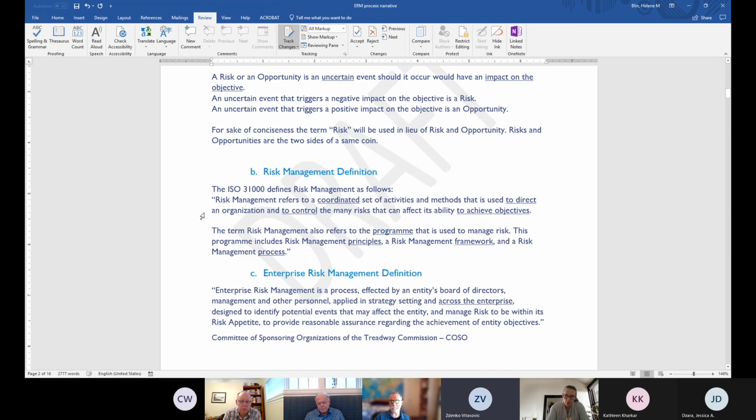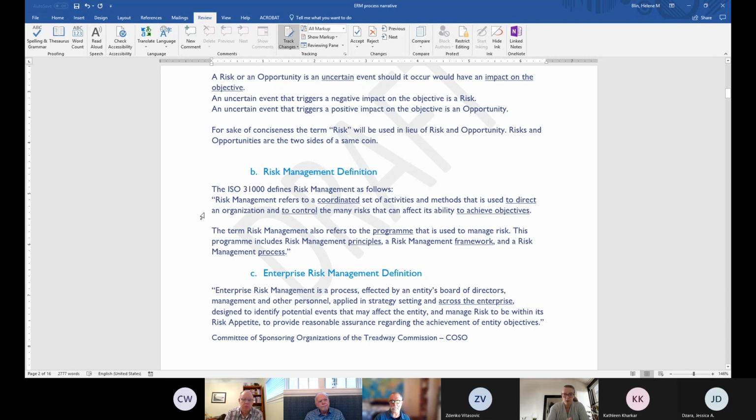Enterprise risk management is a process effected by an entity's board of directors, management, and other personnel, applied in strategy setting and across the enterprise. It is designed to identify potential events that may affect the entity and manage risk to be within its risk appetite, to provide reasonable assurance regarding the achievement of entity objectives.